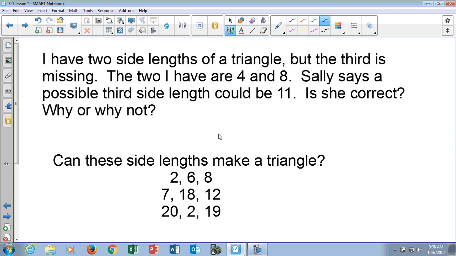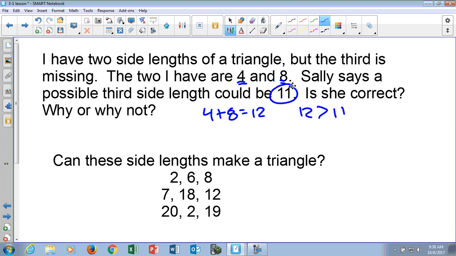Good. So yeah, remember when they talked about having a triangle, the two smaller sides, when you add them together, have to be bigger than the longest side, right? So if the longest side is 11, and if you add the two smaller sides together, isn't 4 plus 8 12? And isn't 12 bigger than 11? So yeah, she could be correct.